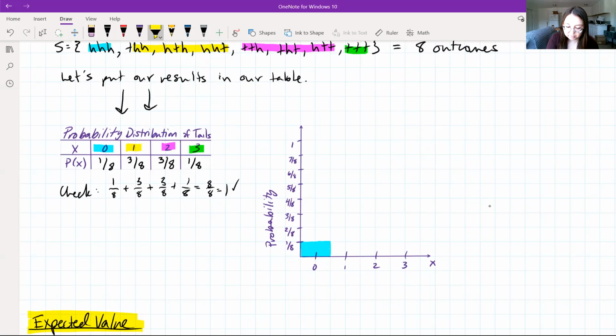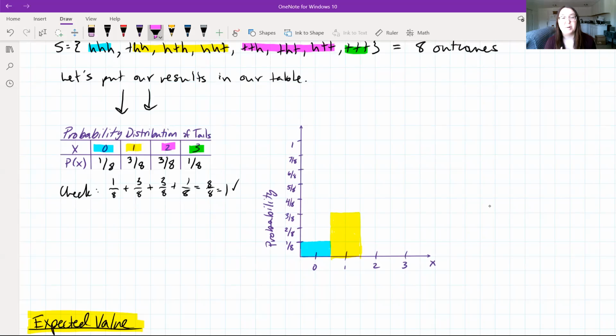We see we're going to follow around 1. I'm going to go up to 3 divided by 8. Just color that in as best as we can. Doesn't need to be perfect.